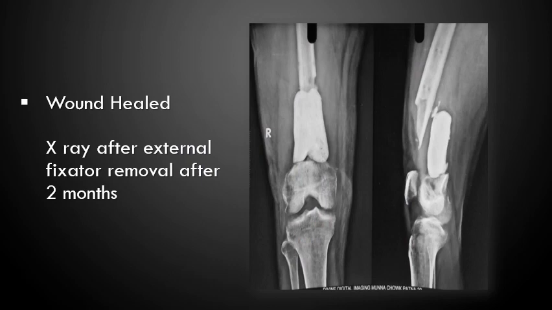So after 2 months, the wound was healed. So the surgeon removed the external fixator after 2 months. But the cement spacer was placed in situ. Any comment at this juncture?